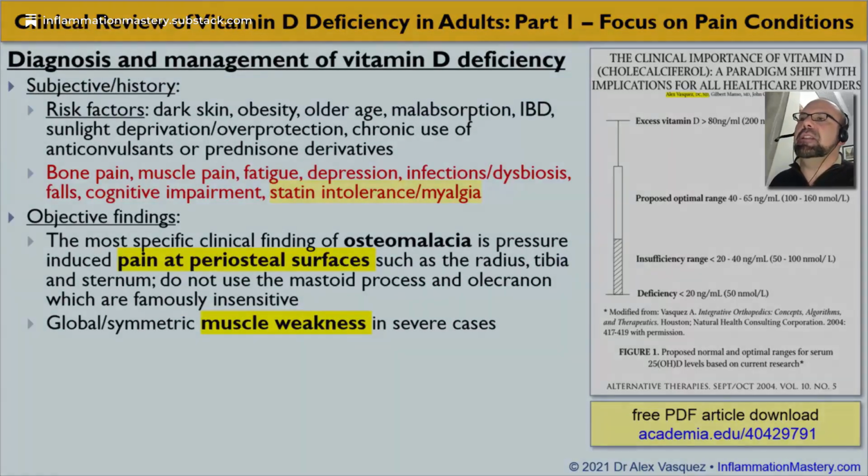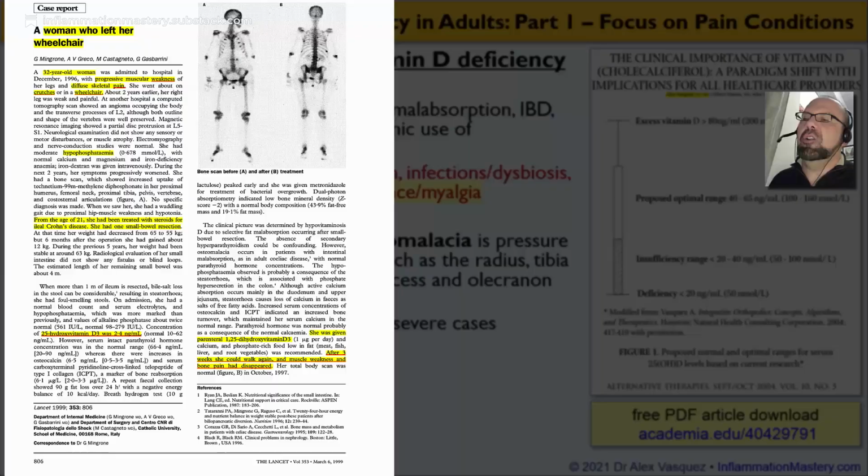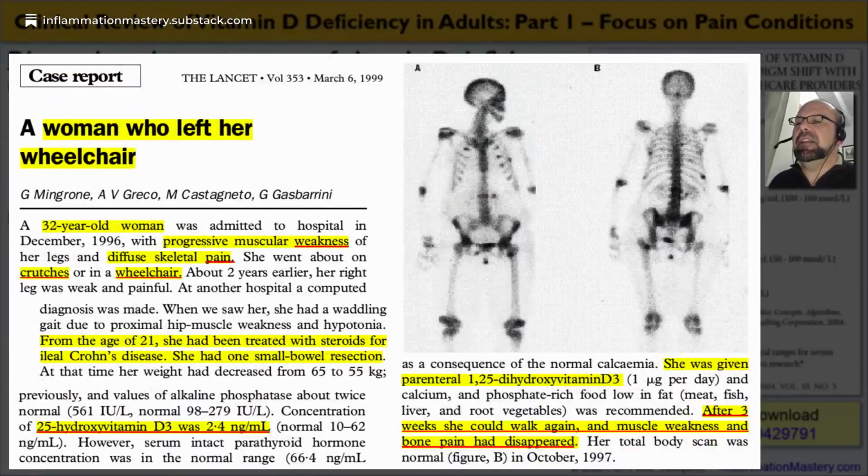In one of the most interesting cases I read, which I believe was published in The Lancet, titled "The Woman Who Left Her Wheelchair," this was a woman who had malabsorption of vitamin D. She developed severe vitamin D deficiency. She was eventually confined to a wheelchair because of her muscle weakness, and when she was repleted with vitamin D, she was able to leave her wheelchair.